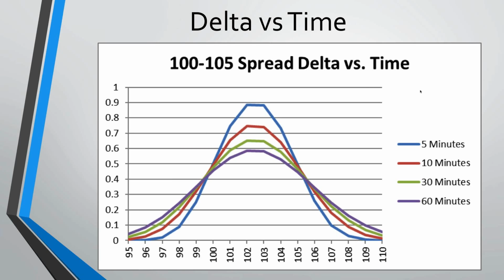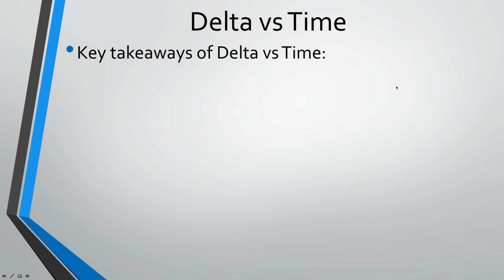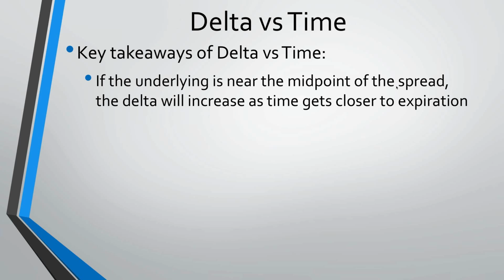So what I've tried to do here, as in the next slide, is summarize some key points. As you're rewatching this, if you want to write some things down, here are the key takeaways of delta versus time: if the underlying is near the midpoint of the spread, the delta will increase as time gets closer to expiration. So as you get closer and closer to that spread expiring, a price change in the underlying is going to have a greater effect on the price of the spread nearer to the midpoint of the spread.